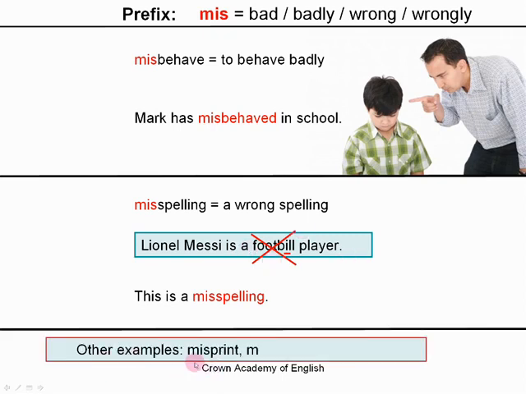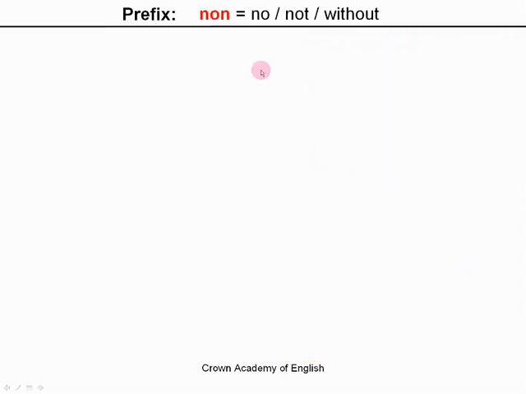Other examples: misprint, mispronounce, mistake. So mis means bad or badly, wrong or wrongly. Non means no, not, or without. Again, it is some sort of a negative.